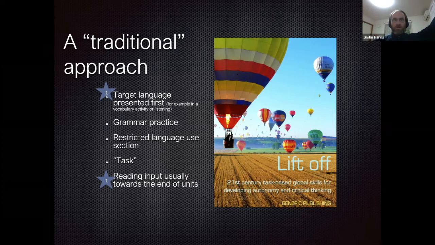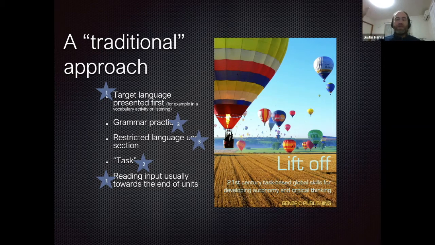Sometimes the target language at the start was quite handy, especially if it was listening. The reading input activates some sort of discussion about or thinking about the topic in general. And then I'd go straight to the task and get them to do that. And then I would do the grammar practice and the restricted language section, which is what I felt would be a good post-task activity. And I was doing this for years, and I was always complaining about it.